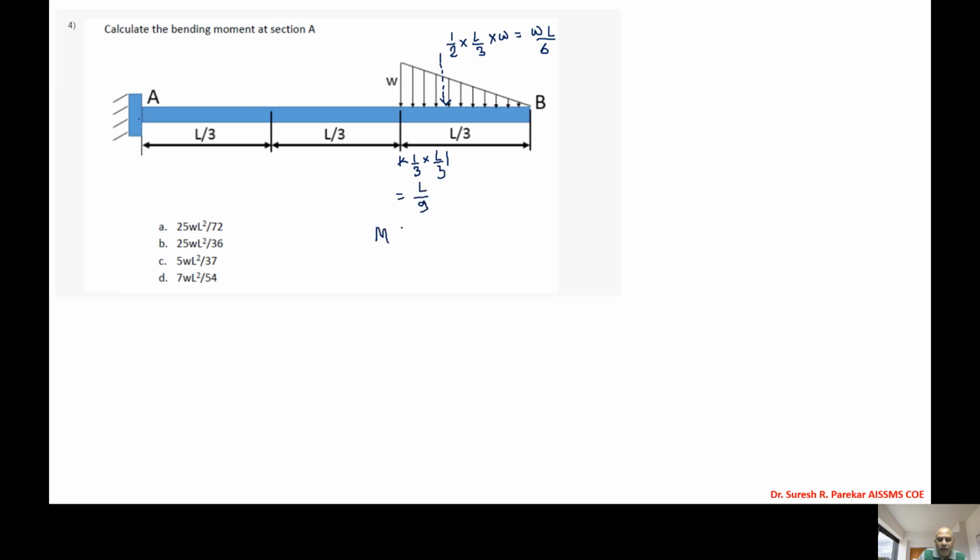And therefore moment about A is equal to WL by 6 into L by 3 plus L by 3 plus L by 9. And if we solve this, then we are going to get WL by 6 into, so we have 3 over here, 3 over here, and 1 over here, 6, 7. So we have 7L by 9. And from this we will get 7WL square divided by 54. So option we have D.